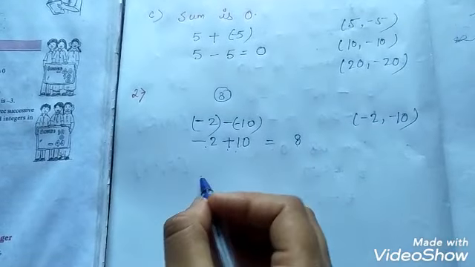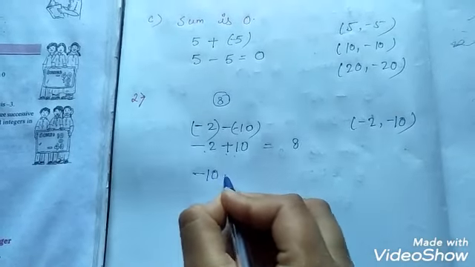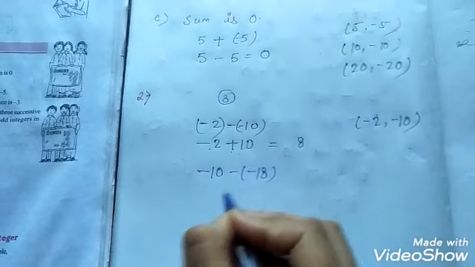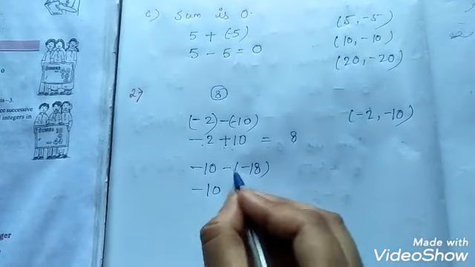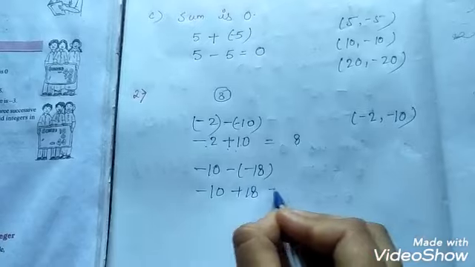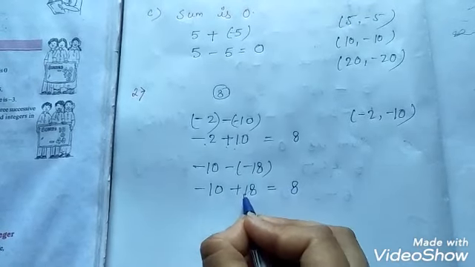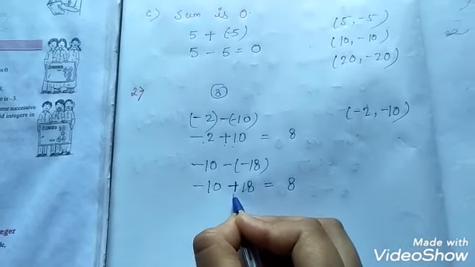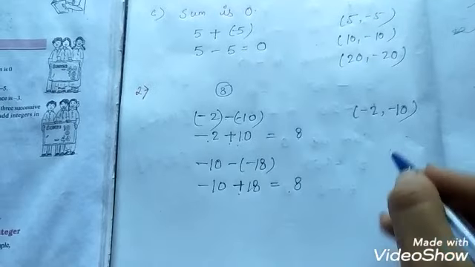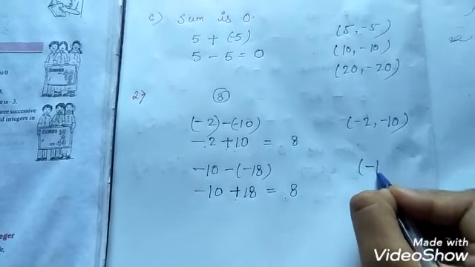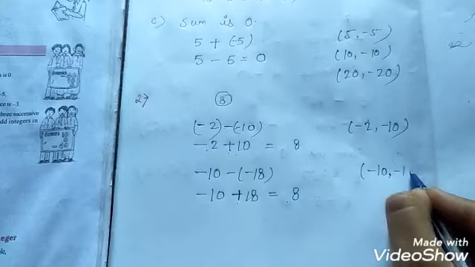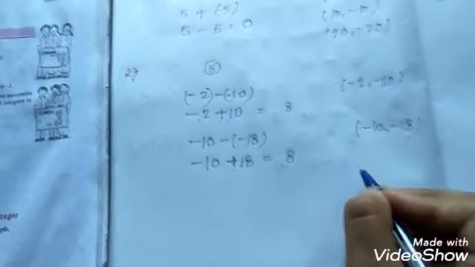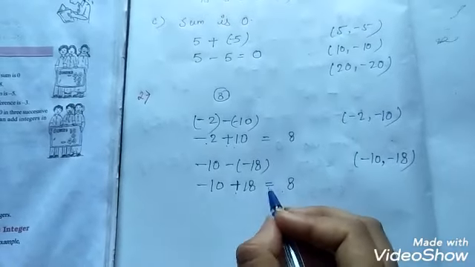We have lots of examples. Minus 10 and minus 18. Minus 10 minus minus 18 is plus 18. 18 minus 10 is 8, and the greater number is 18 and its sign is positive. So the answer will be positive. Hence one pair is minus 10 and minus 18. So we have lots of pairs of this type of integers.